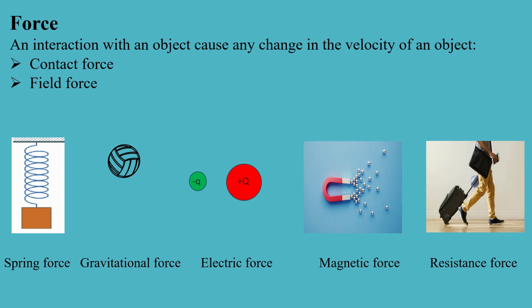We call it field force whenever two objects don't have physical contact, but they are still applying a force. For example, gravitational force, right? When the ball is falling down, or there is an electric force or magnetic force. For example, if we have two charges and one of them is positive and the other negative, or they both can be positive or negative, right? So they can attract each other or repel each other.